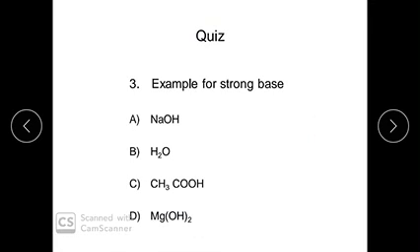Sodium hydroxide, H2O, CH3COOH, magnesium hydroxide. In this, the strong base is sodium hydroxide. Sodium hydroxide.